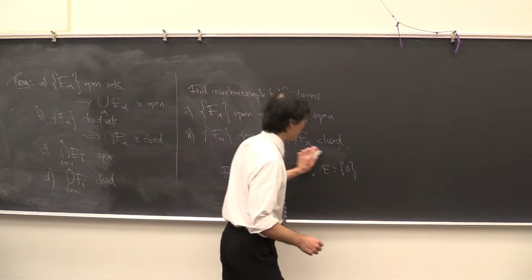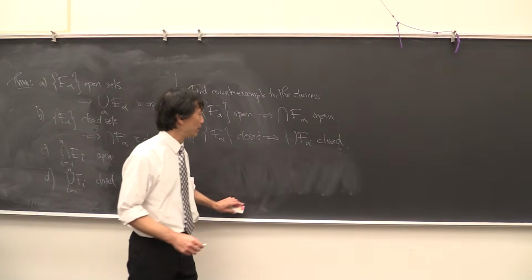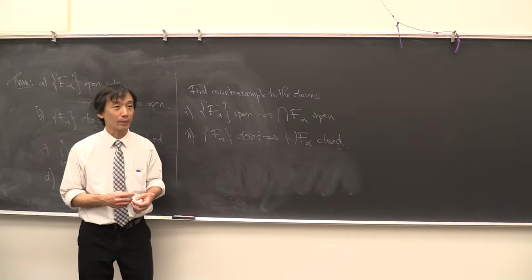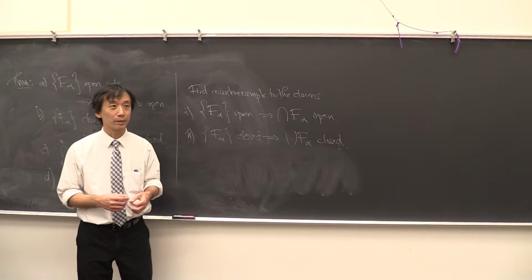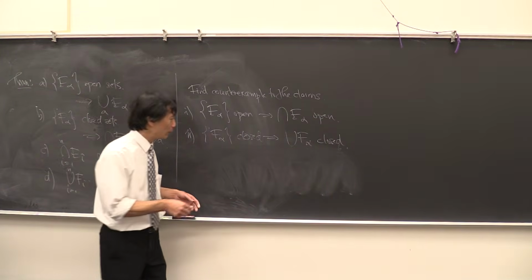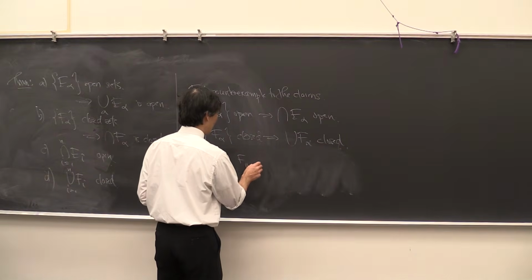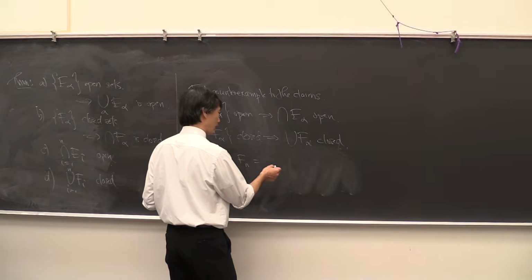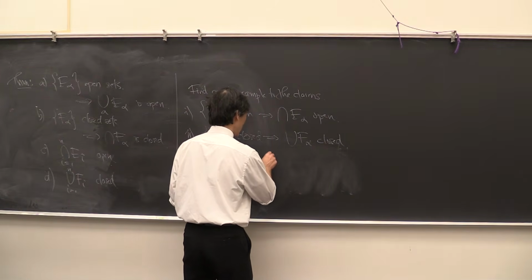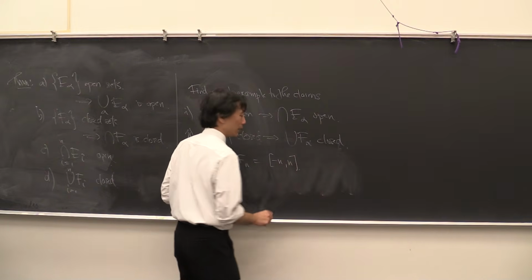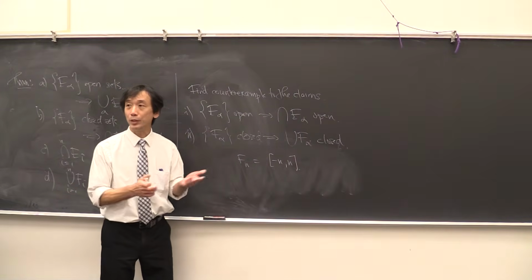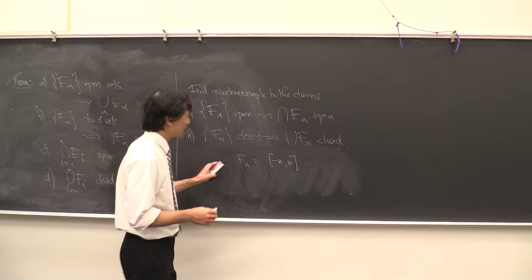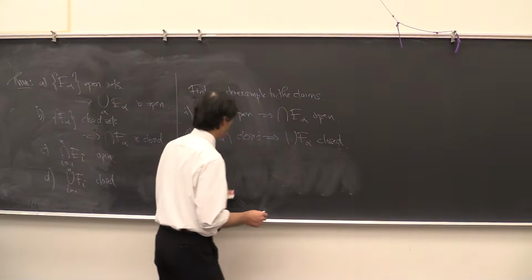For the second one, does anybody have another example? Like you have a bunch of closed sets and the union is not closed. Here's a simple one. You could take, say, f of n is -n to n. That's a closed interval. The union is going to be the entire line. Well, that is closed, actually. Sorry, that's a bad example.